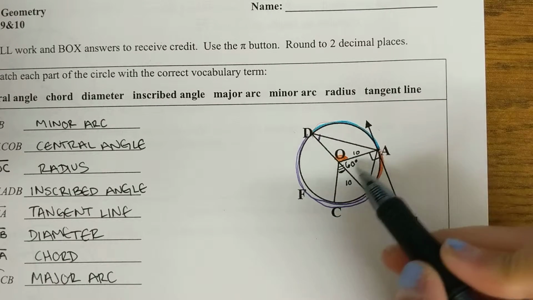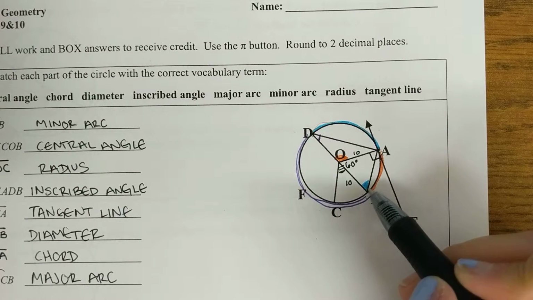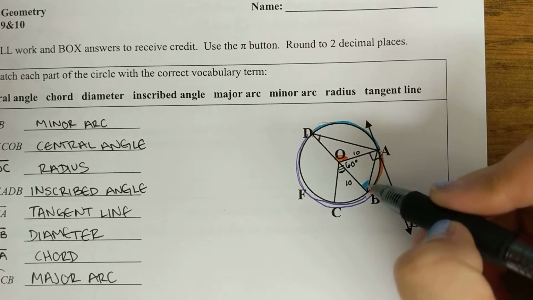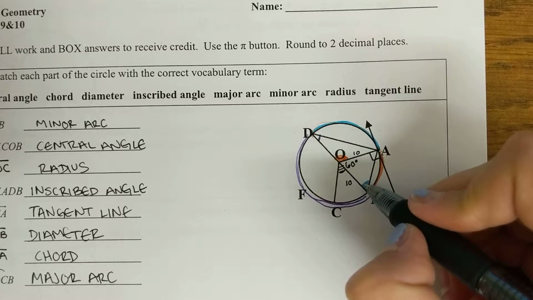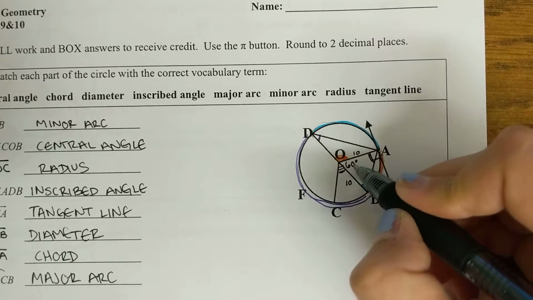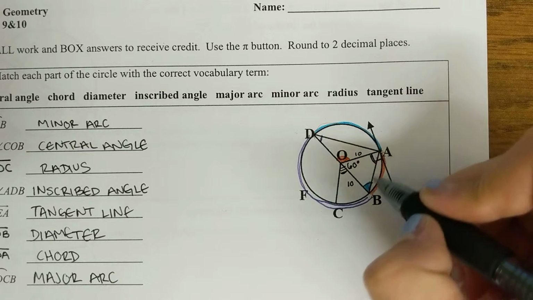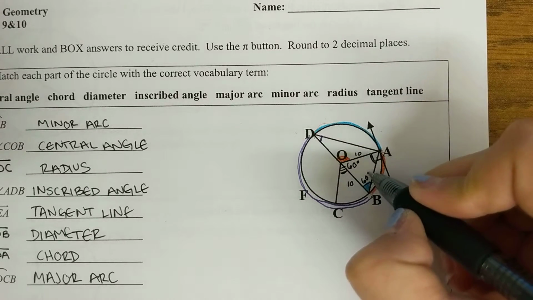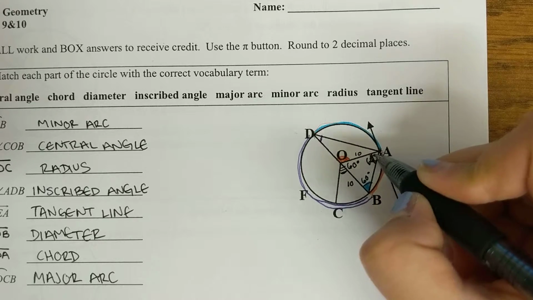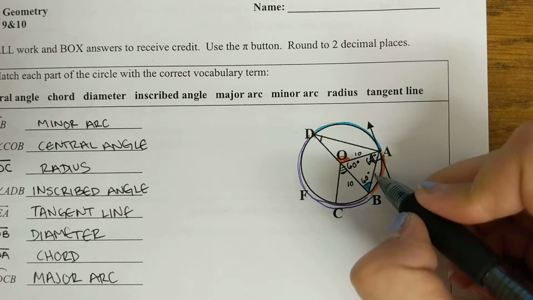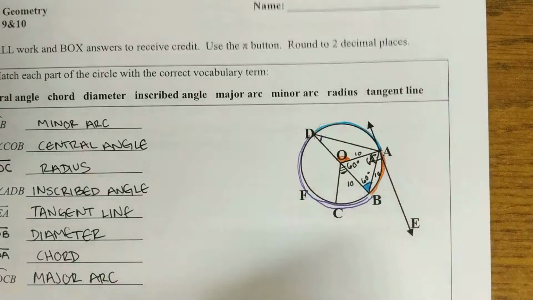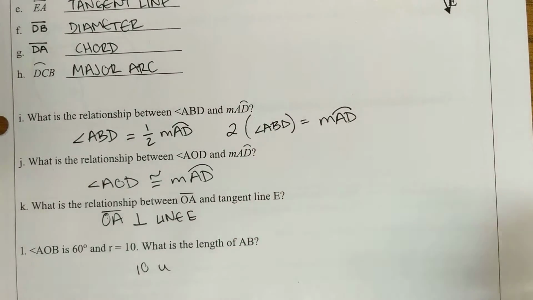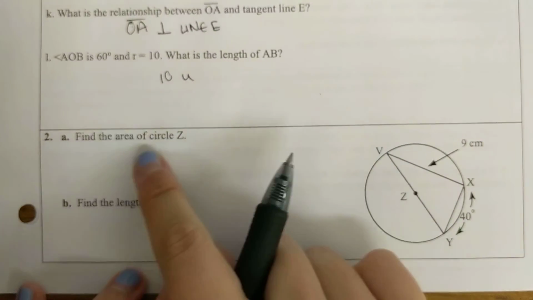The sides are both 10, which means this is an isosceles triangle, which means the base angles are equal. But if the base angles are equal, this is 60 degrees, which means these other two need to add up to 120. 120 divided by 2 is 60. So this is not only isosceles, this is actually equilateral. So this length is also 10. What is the length of AB? 10 units. Moving on, number 2.